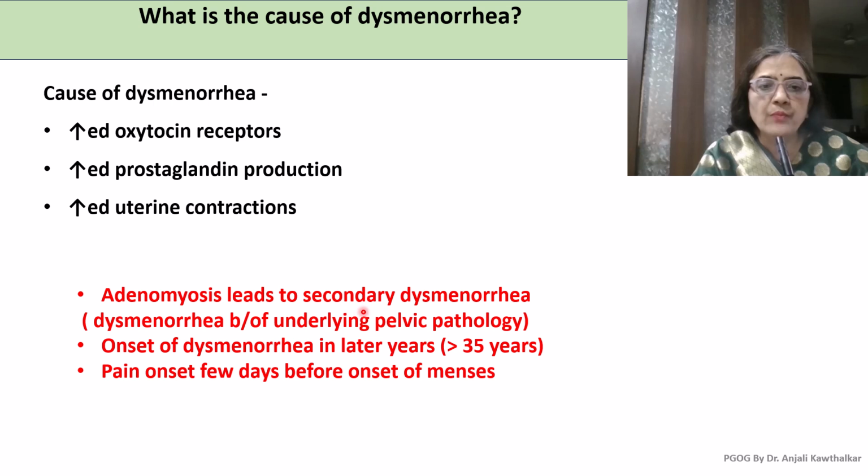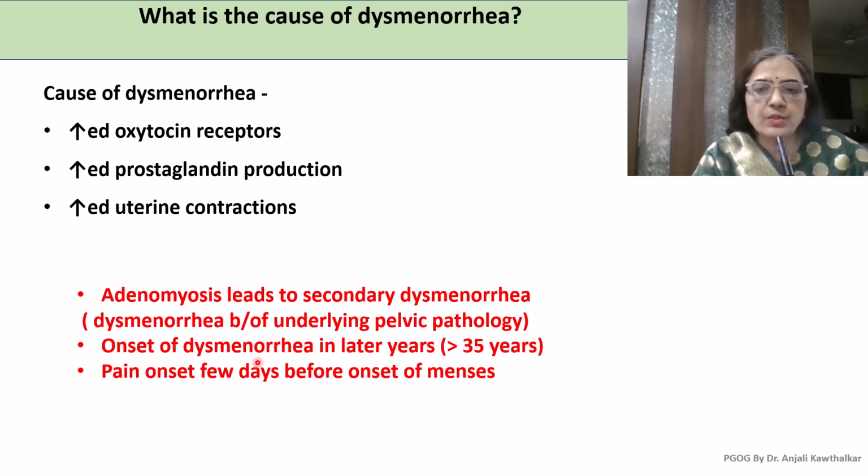Now, I want to again remind our viewers that primary dysmenorrhea is dysmenorrhea which is present usually since menarche, whereas secondary dysmenorrhea is dysmenorrhea which is because of underlying pelvic pathology. And the number one cause of secondary dysmenorrhea is endometriosis, and the number two cause is adenomyosis.